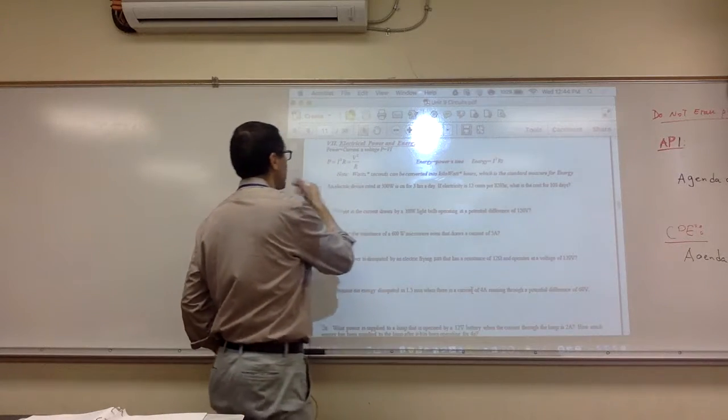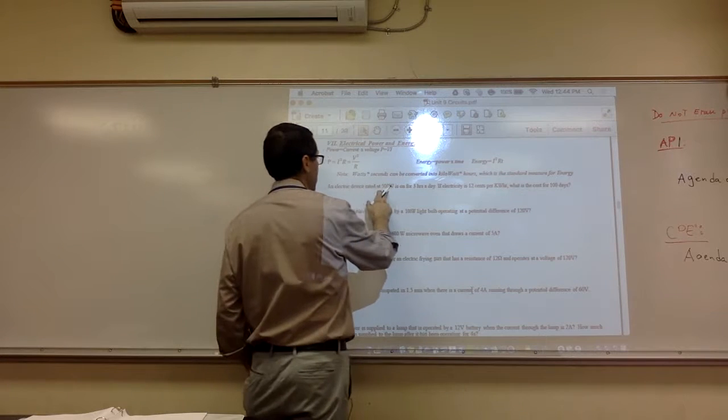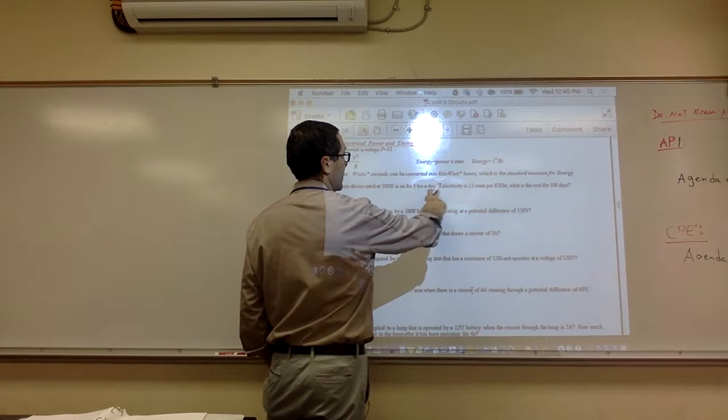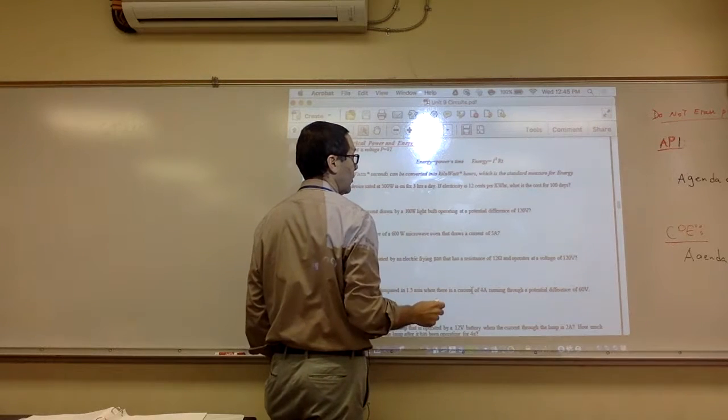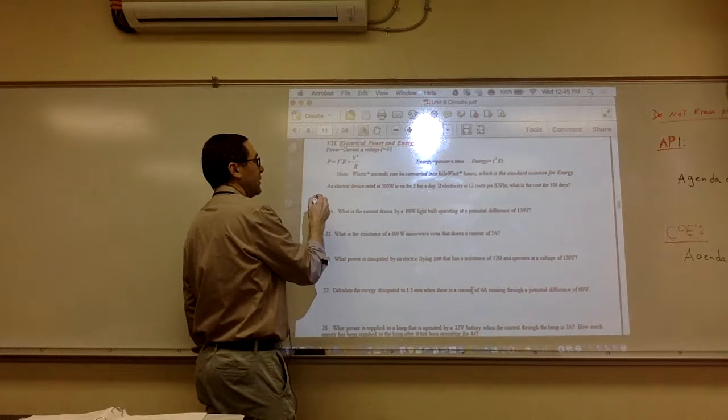Okay, looking at the example on page 11, you have an electric device that's rated at 500 watts and it's on for 3 hours a day. They're giving you the cost of electricity per kilowatt hour. What's the cost for 100 days?